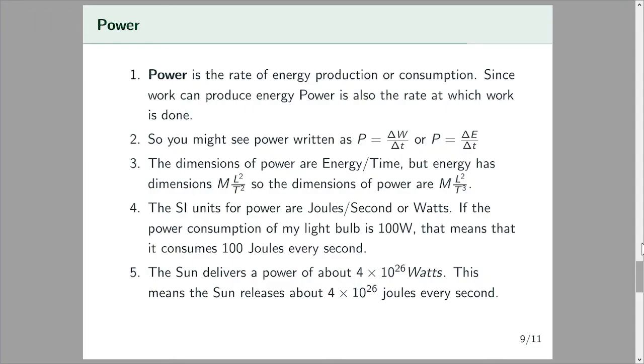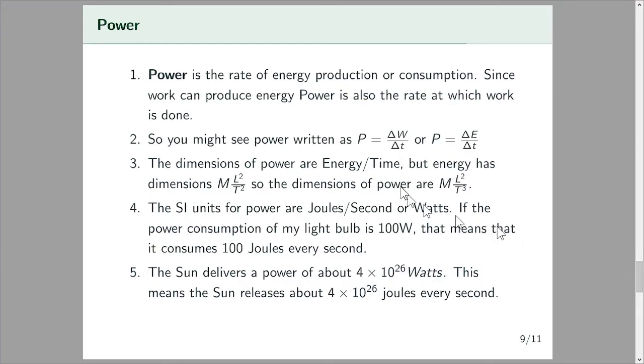Okay, new topic, power. So this one you might be a little more familiar with, although you should be a little familiar with energy. Power is the rate at which energy is either produced or consumed, depending on the context. It's also the rate at which work is being done. So it just depends on the context for which one of those powers you're talking about.